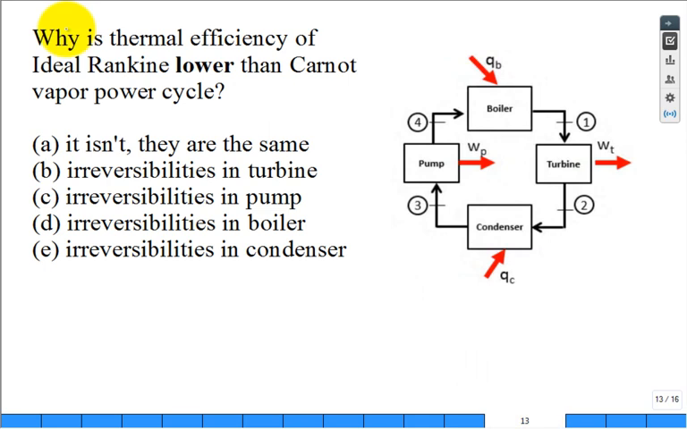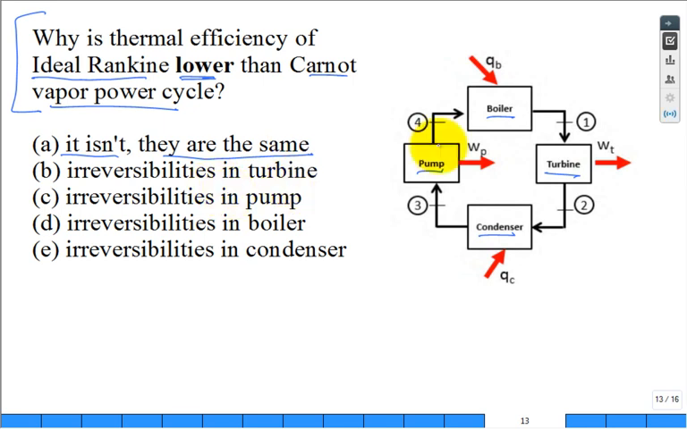So, why is the thermal efficiency of the ideal Rankine cycle lower than the Carnot vapor power cycle? Hey, turbine, condenser, pump, boiler, they all had the same kind of components, even though the Carnot had an unhappy pump, but we switched that out with the ideal Rankine. And so you could answer, hey, it isn't. They are the same. If you're insane, go ahead and select A.